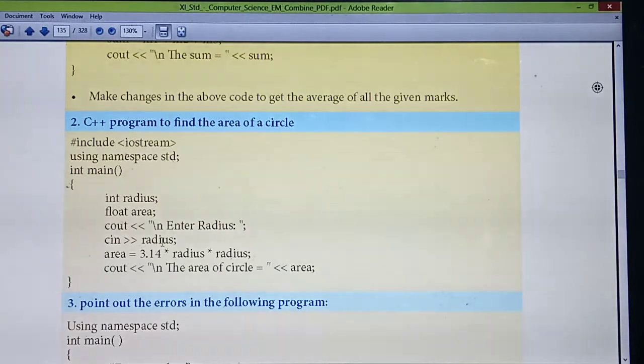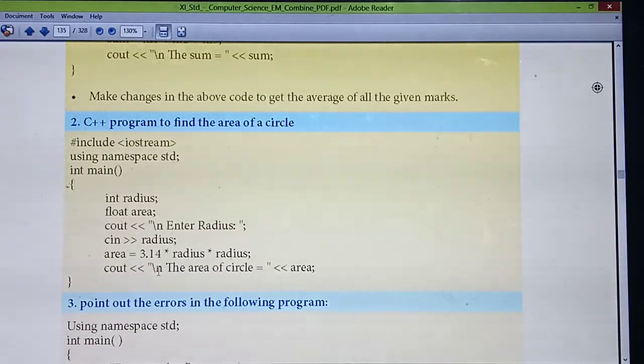Okay. Then the formula for calculating area. What's the formula? Pi r square. What's the value of pi? 3.14 into r square, radius into radius. R square means 2 times. Okay. Now you have calculated and the result is stored in the variable area. Understand?